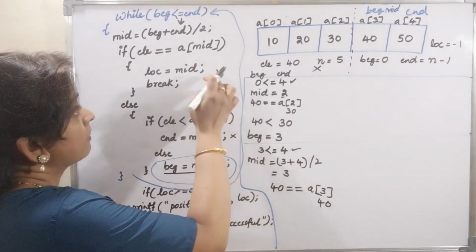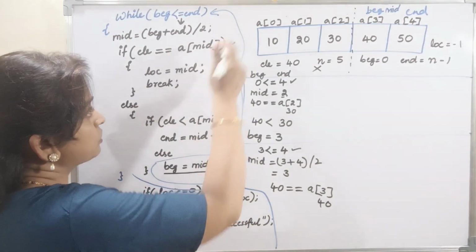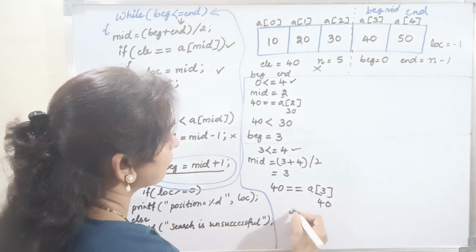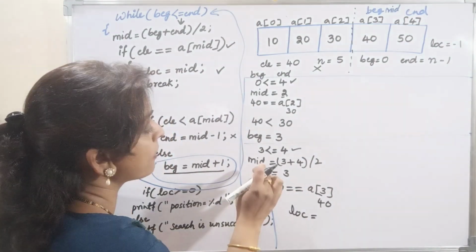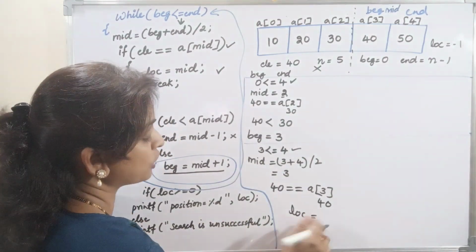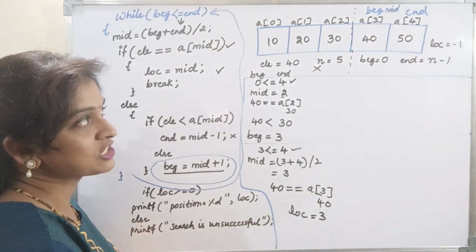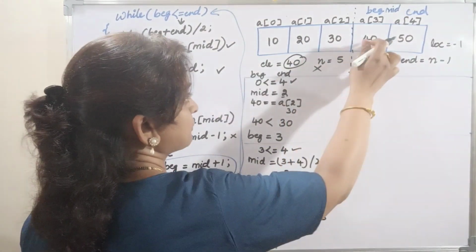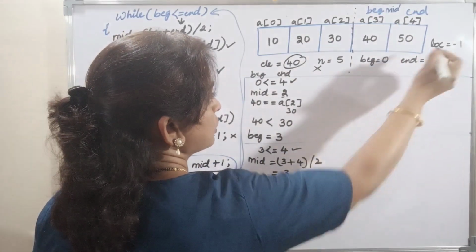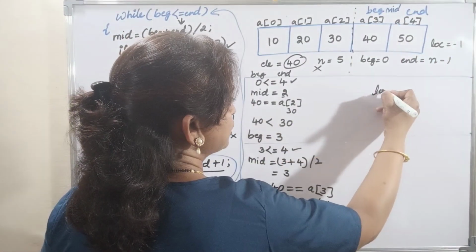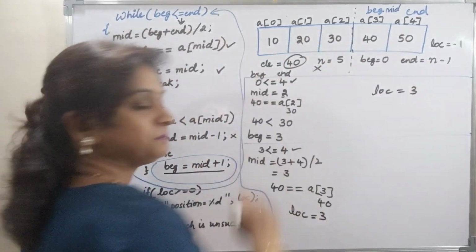So this block gets executed. This condition is true. This block gets executed where I store the value of mid which is 3 to location. So location becomes 3. So I got my search element. Search element is 40. 40 is found here. What is the position? Location which was -1 is now changed to 3.